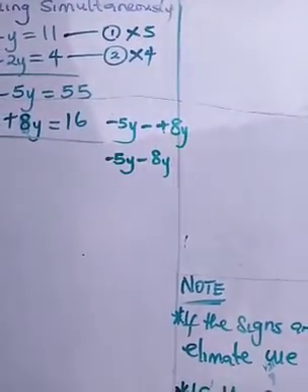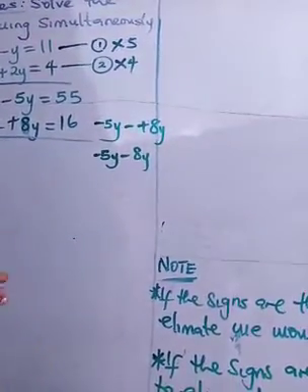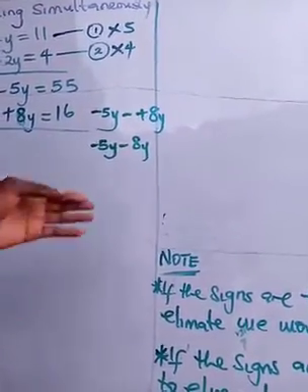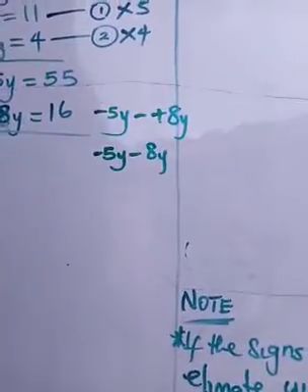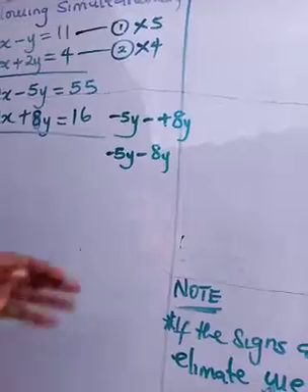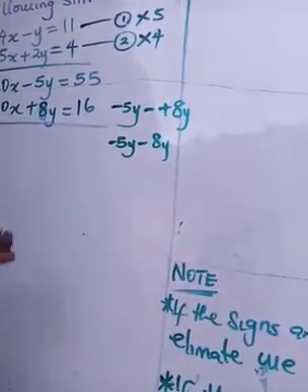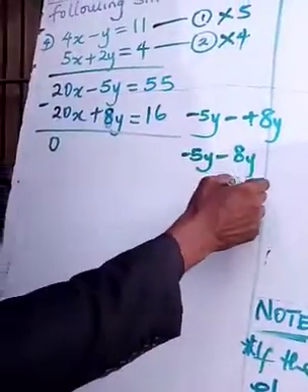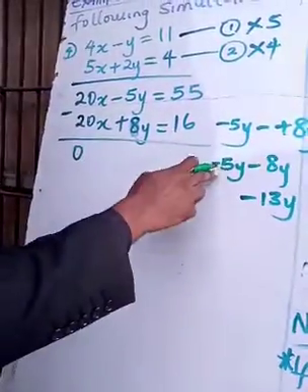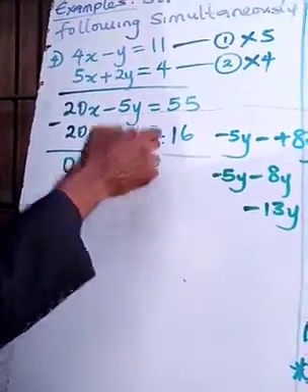Now I've shown you in one of the videos before. Minus 5y means you are owing somebody 5y. Minus 8y means you are owing another person 8y. So altogether, this person will be in debt. You are owing 5y, you are owing 8y. So altogether, this person will be owing 13y, because minus 5y minus 8y is minus 13y.